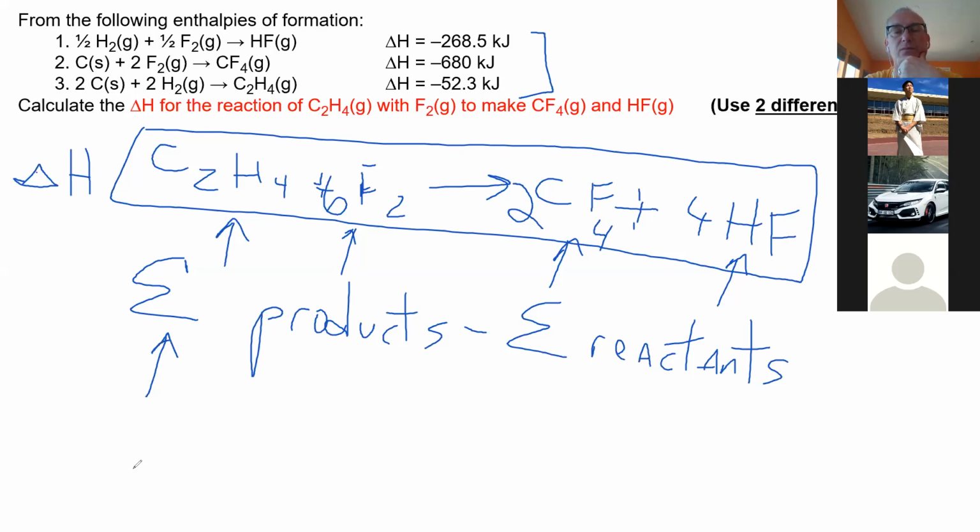That's the formation for HF, right? Yeah. So the delta H for that would actually be delta H formation of HF. That is the delta H formation of HF. Number 2 is the delta H formation of CH4. Number 3 is the delta H formation of C2H4.